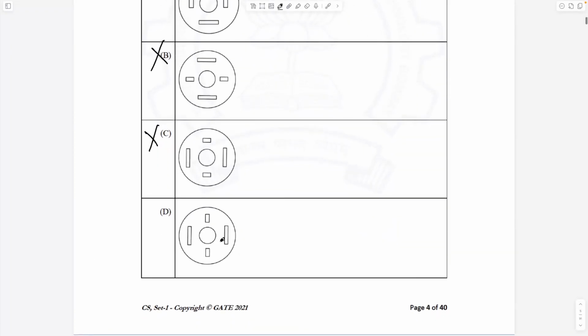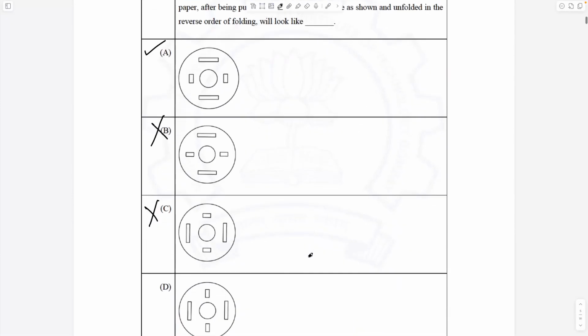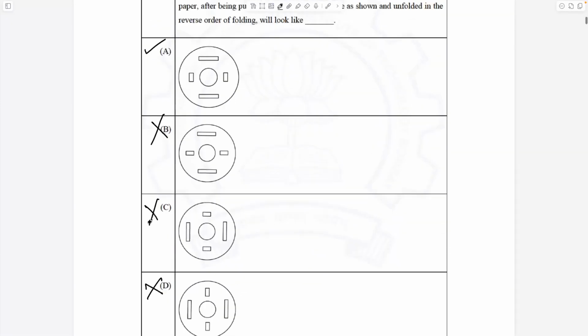And for this one, the orientation of these are not correct, so this can also not be the answer. The answer for this question is going to be A.